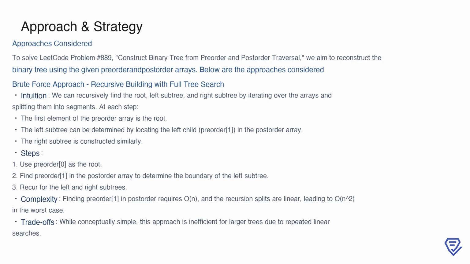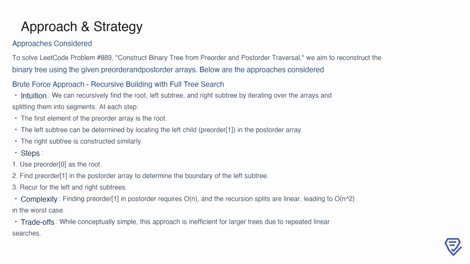To tackle the problem of constructing a binary tree from Preorder and Postorder traversals, we first considered a brute force approach. The main idea here is to recursively build the tree by splitting the arrays into segments for the root, left subtree, and right subtree. The Preorder array helps identify the root as its first element, and the left child as the second element, while the Postorder array is used to determine the boundaries of the left and right subtrees. Specifically, we locate the left child, Preorder[1], in the Postorder array, which gives us the size of the left subtree. Recursively applying this process for the left and right subtrees allows us to build the entire tree.